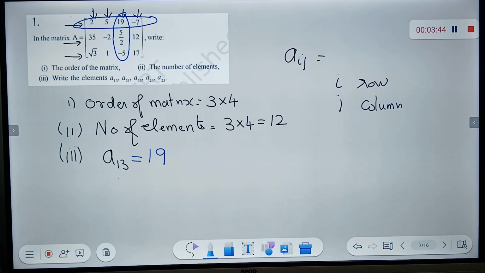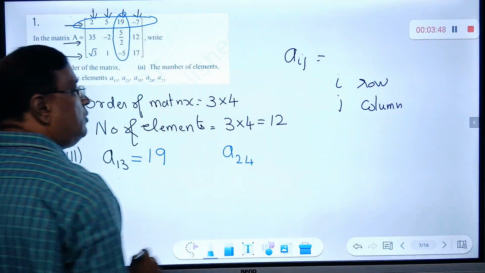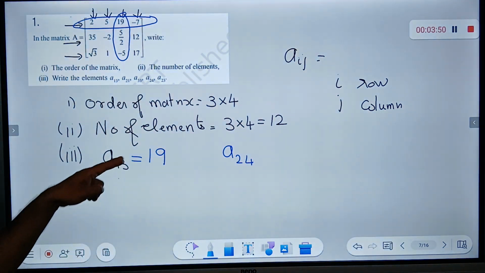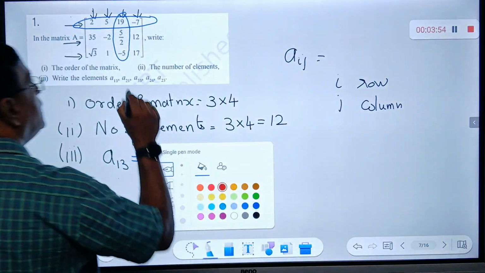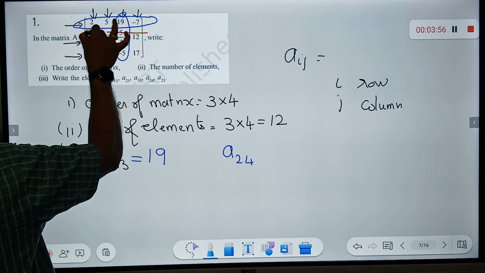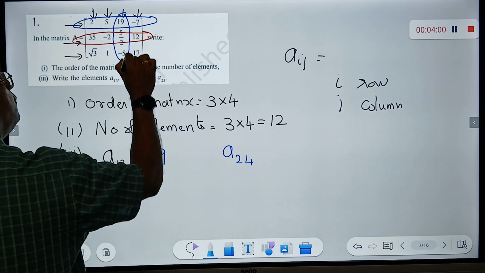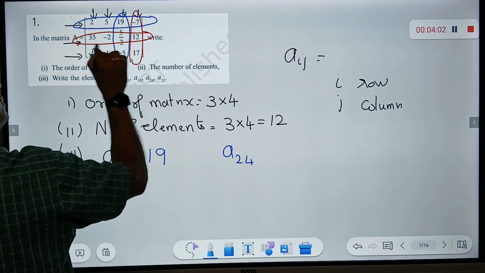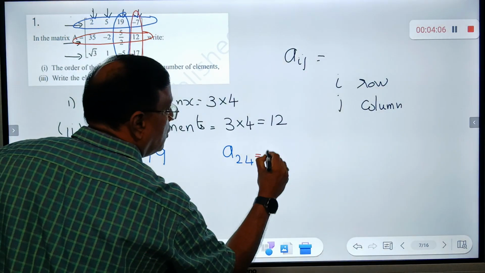Okay. We will try A24. What do you mean by A24? Second row, fourth column. Well, I'll use red color now. This is the second row, and it is the fourth column. So where is the overlap of the red ink? It's at number 12.